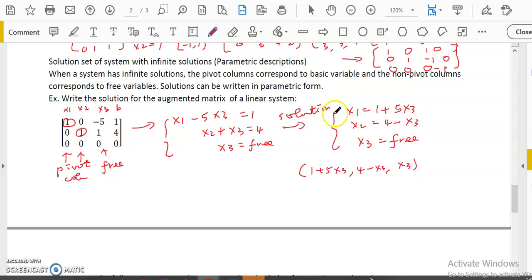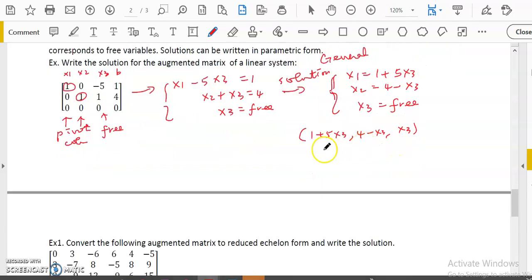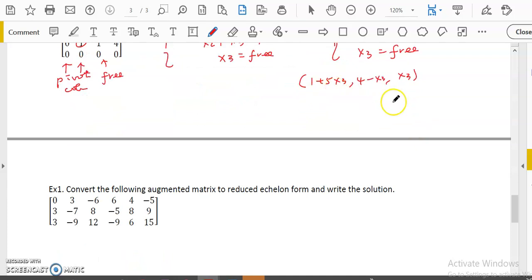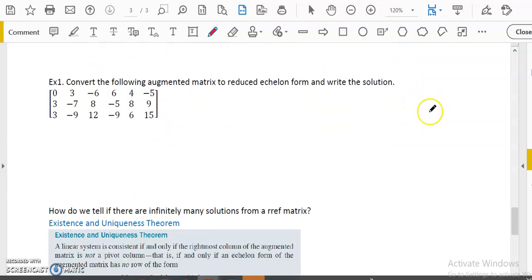But in this book, this is the general solution. They call it the general solution. So x3 is free. That means you can put in anything you want. You can make x3 equal to 5, 10, 100. So there are infinitely many. Try another one. So this obviously is not an RREF. So the first step to write a solution is to change it into RREF, right?